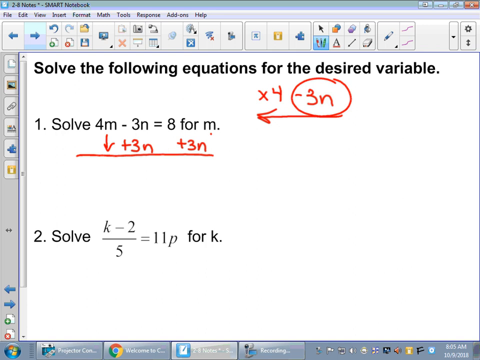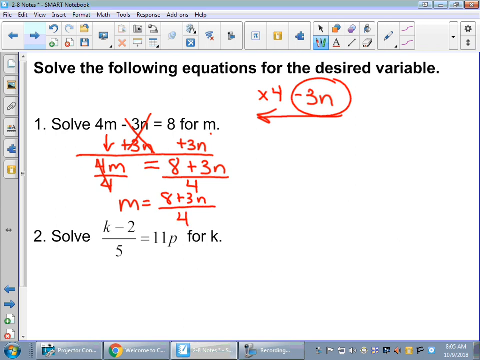So I'm going to bring down the 4m. The negative 3n and the positive 3n cancel. Bring down the equal sign. Bring down the 8 plus 3n. You can't make that 11n because 8 is just an 8. It doesn't have an n with it. Now we're multiplying m by 4, so we want to divide by 4. We can divide the entire side by 4. It's probably the easiest way. And so m is equal to 8 plus 3n all over 4, and you can leave your answer just like that. Whatever m stands for, this is how you'd get it in terms of n.